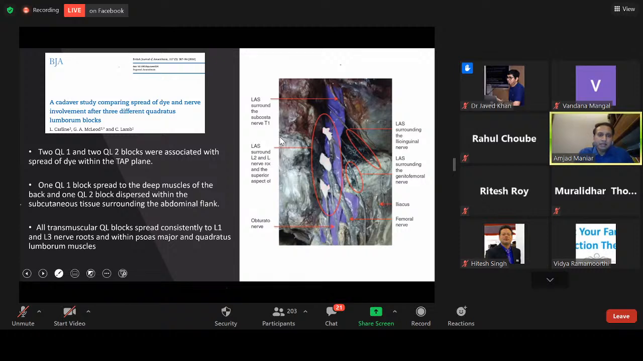But if you look at the area of injection, the point of injection that they illustrated in this paper, it looked like their injection was very, very close to the transverse process, very close to the neuraxis, which could be the reasoning. Technique plays a huge role in the effect of the quadratus lumborum block, which is probably the reason why many people tend to have different results in terms of spread when they do this block.